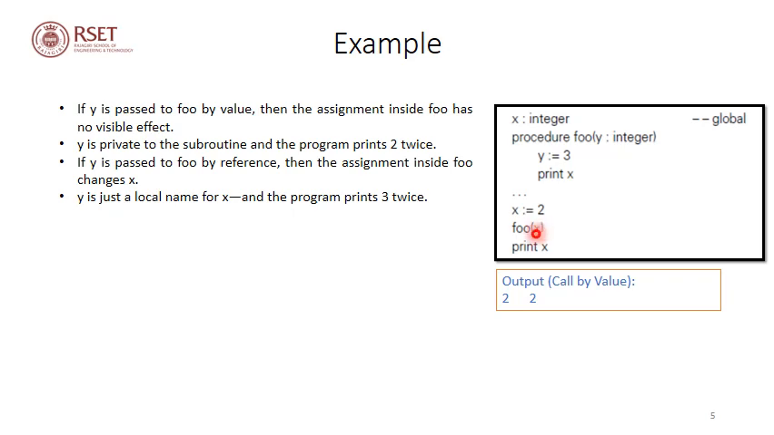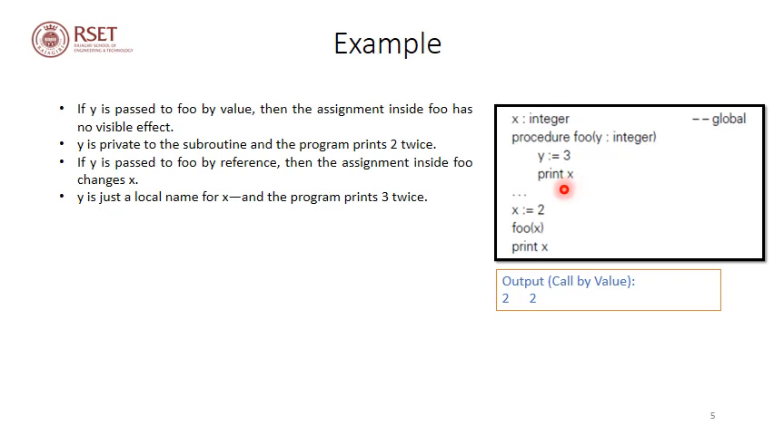So now the value of x will be passed, which is 2, and y will be an alias for x. Both of them will be pointing to the same address if we follow call by reference. So whatever changes made to y will also be reflected in the address of x. So when we do the operation y equal to 3, x value will also be modified. So if we print x, now it prints the value 3.